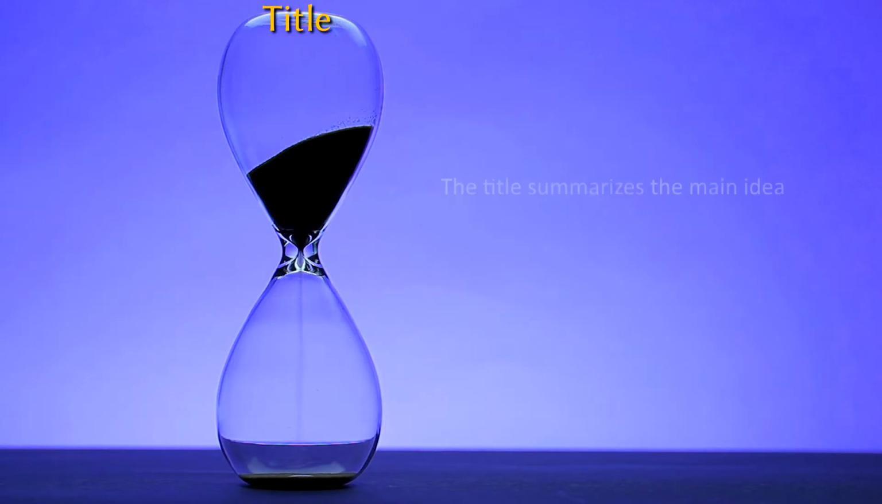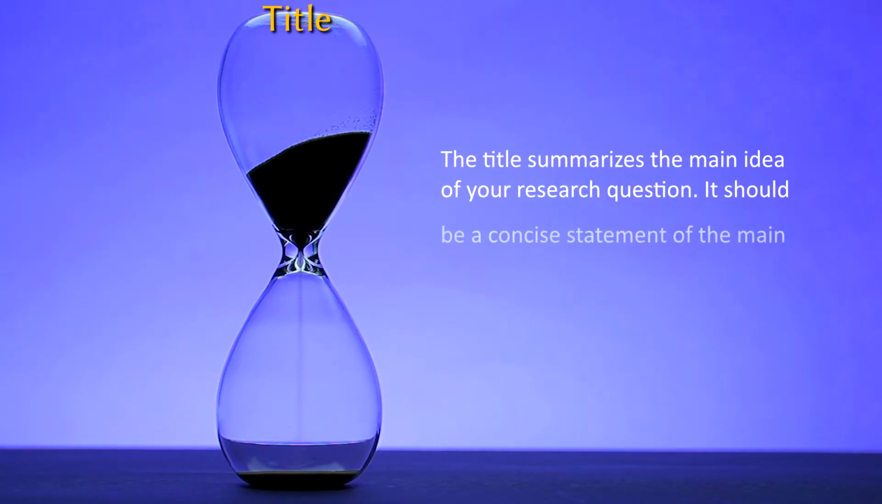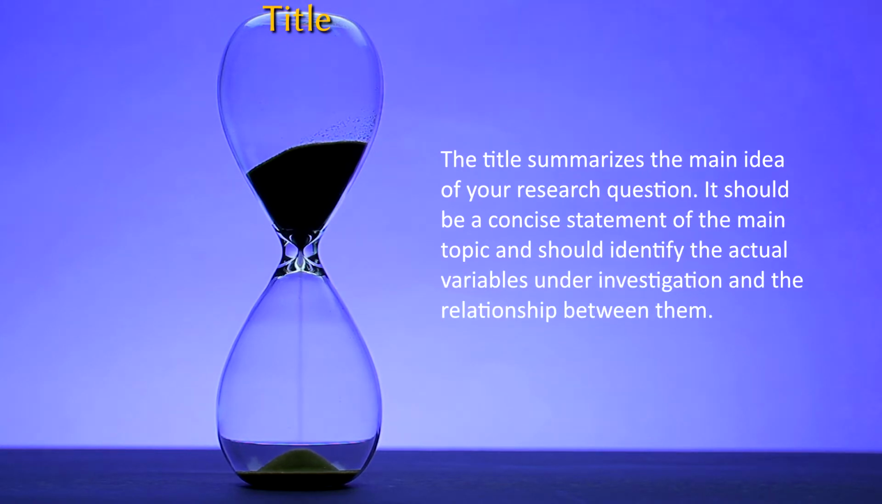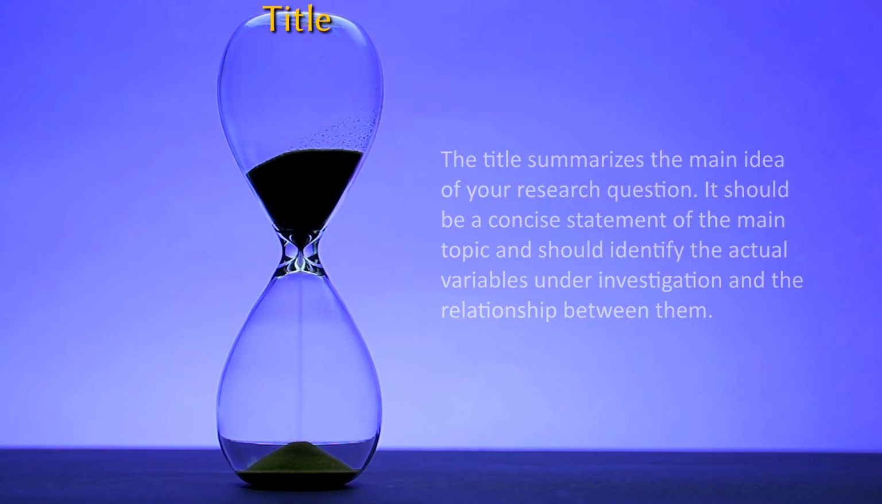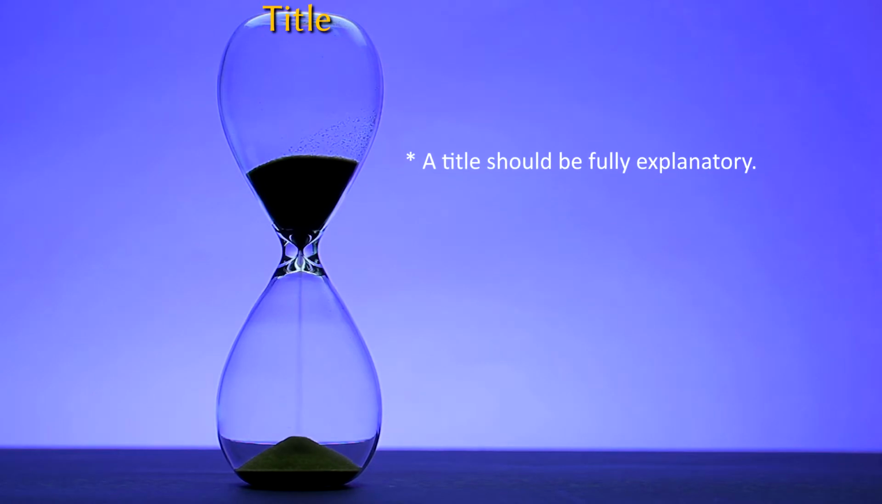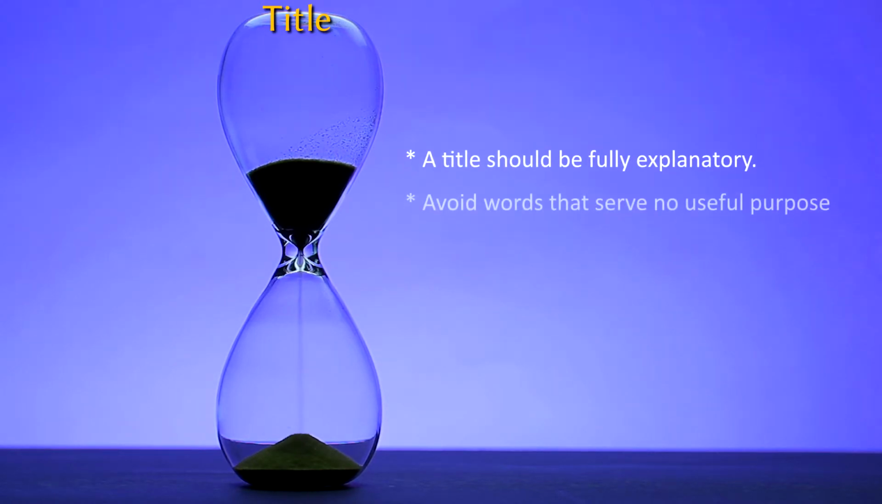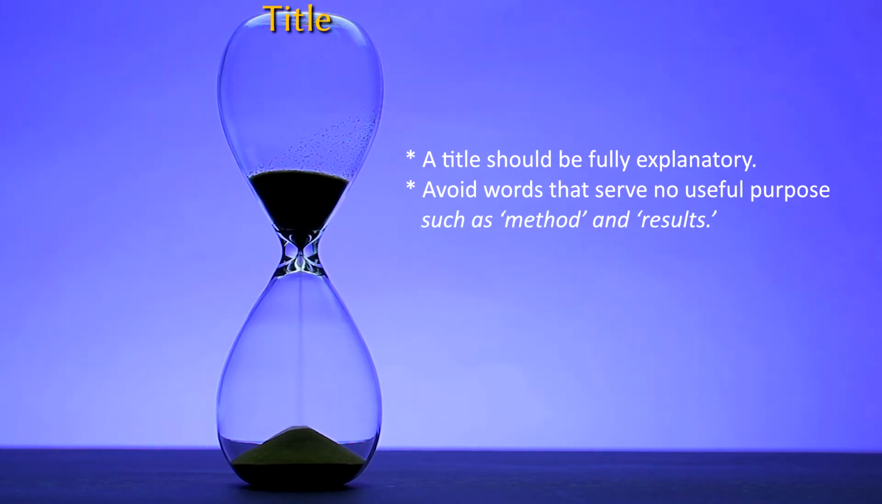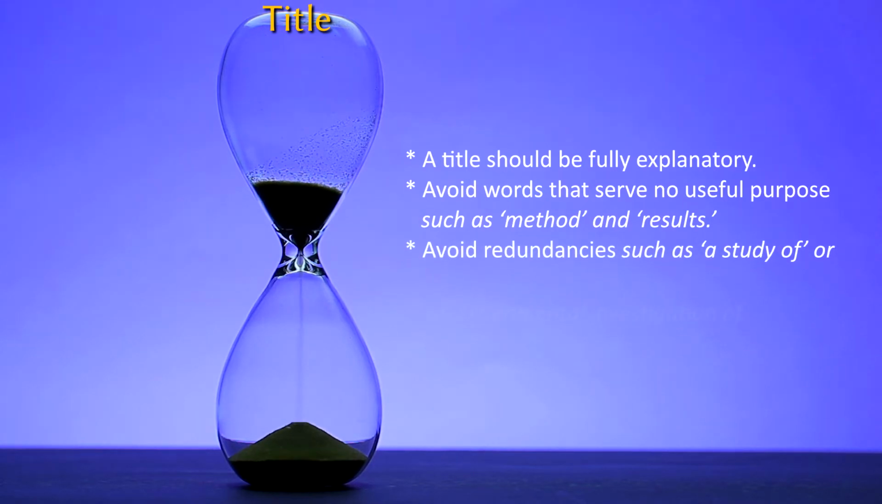The title summarizes the main idea of your research question. It should be a concise statement of the main topic and should identify the actual variables under investigation and the relationship between them. A title should be fully explanatory when standing alone. You should avoid words that serve no useful purpose. For example, the words method and results do not normally appear in a title, nor should such redundancies as a study of or an experimental investigation of begin a title.